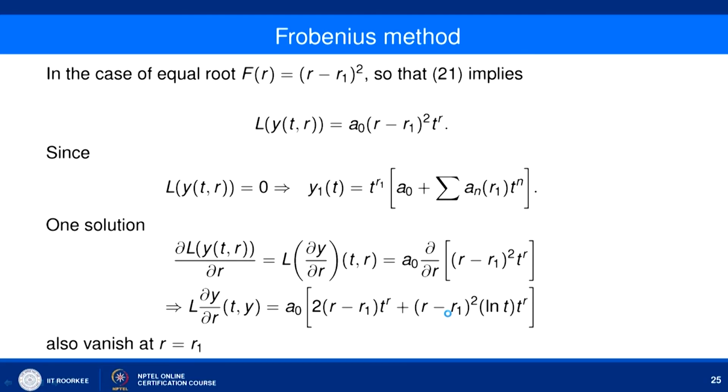Now, we know that in the case of equal roots, f(r) is given as (r minus r1) whole squared. So, I can write our previous equation as L[y(t, r)] equal to a_0 (r minus r1)^2 t^r. Again, we already know that when y is equal to y1(t), we have 0 for this. So for r equal to r1 we already have a solution, L[y(t, r)] equal to 0, and the solution y1(t) equal to t^r1 times [a_0 plus the sum from n equal to 1 to infinity of a_n(r1) t^n]. So, one solution is given by this.